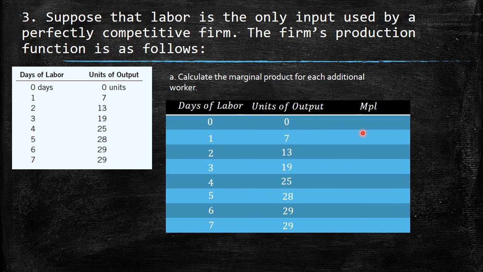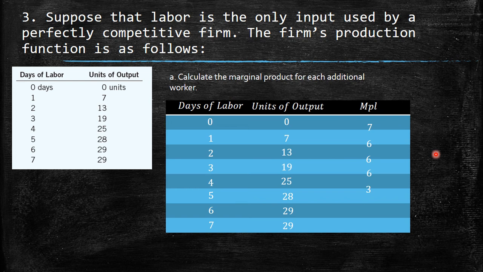So here we're going to put the value in the middle, because it's the change from 1 to 0. The interpretation of this marginal product of labor is like, when I hire a new worker, it will bring to me 7 new units. When I hire the second worker, this will bring to the production 6 additional units. When I hire the third additional worker, it will bring to me 6 additional units. Then this one again 6, then it starts to decrease.